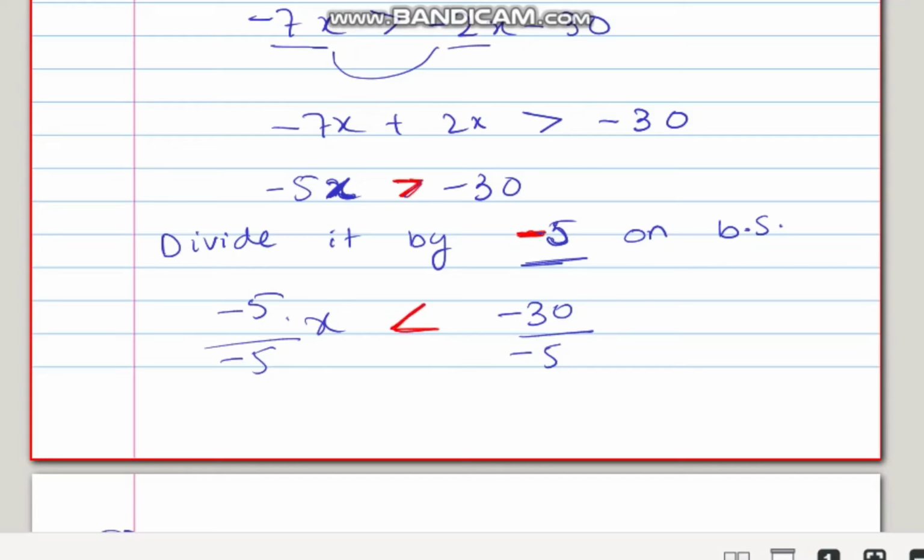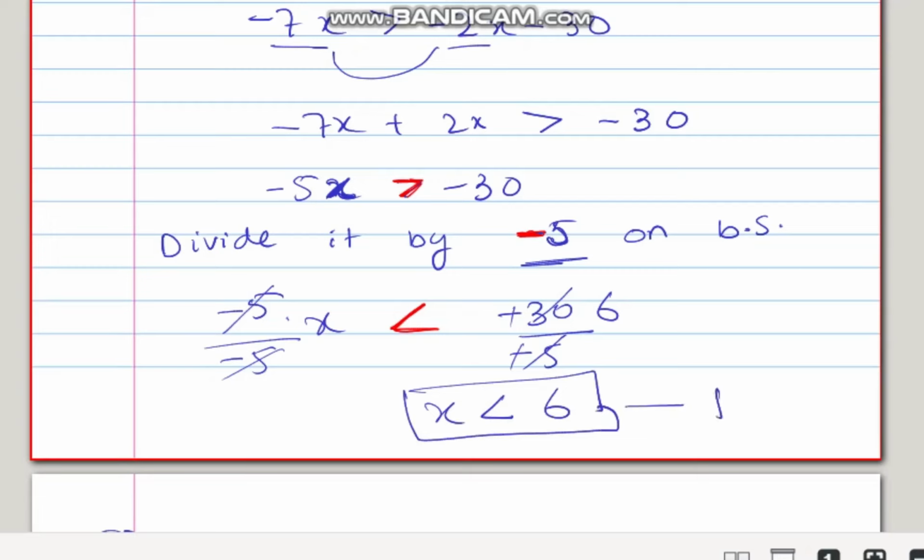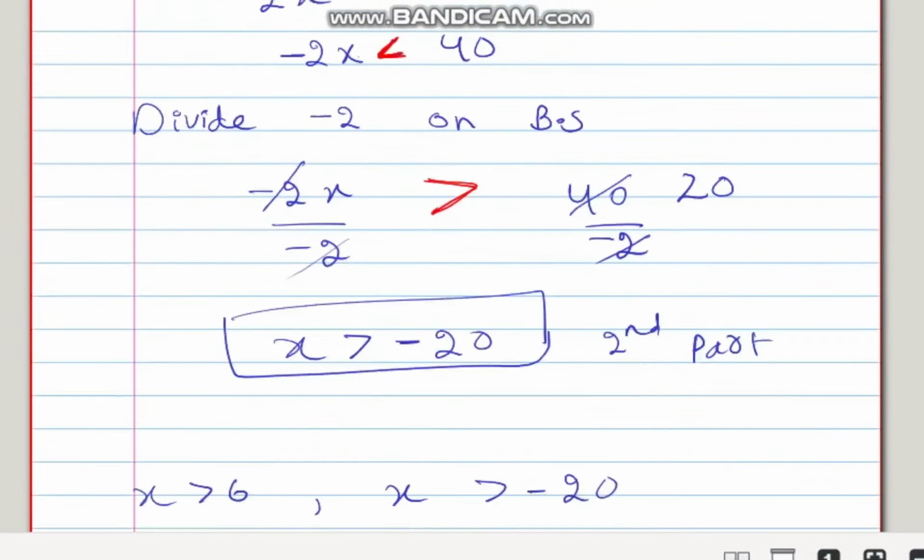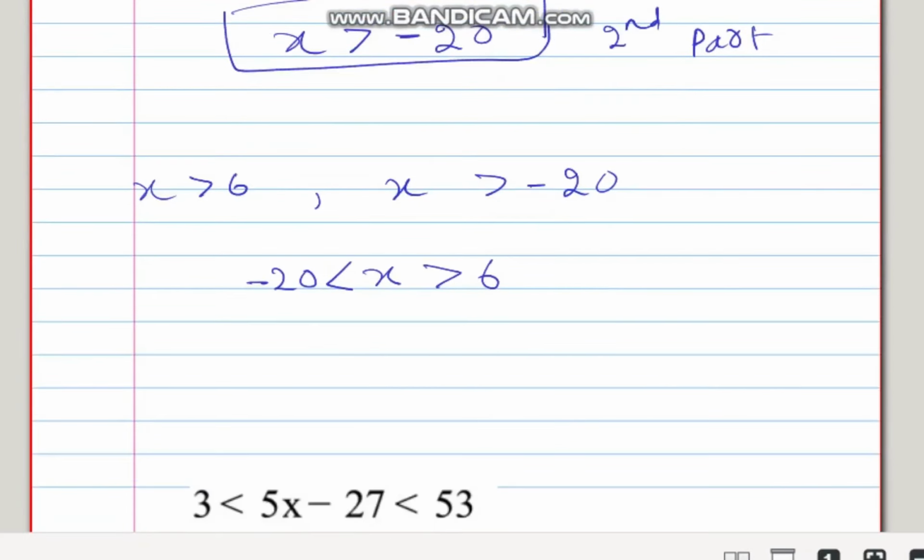Now please simplify it. It's very easy. In minus 5 and minus 30, the 5 will be cancelled out, like 5 multiplied by 6 is 30, and minus will be cancelled out with minus. I will get x less than 6. Okay, this is for the first part. Now at the end we are combining the two solutions, or two inequalities for x.